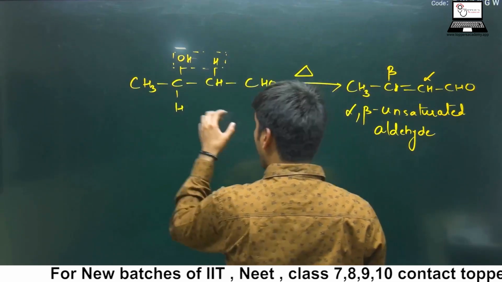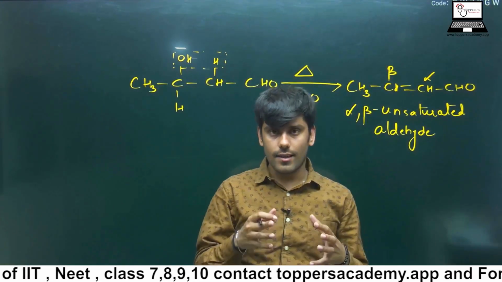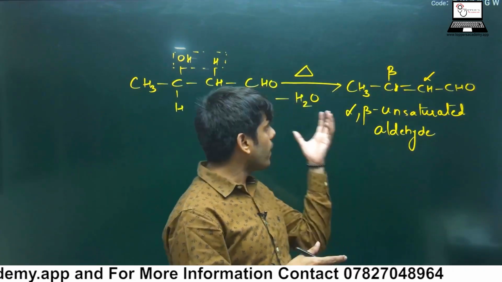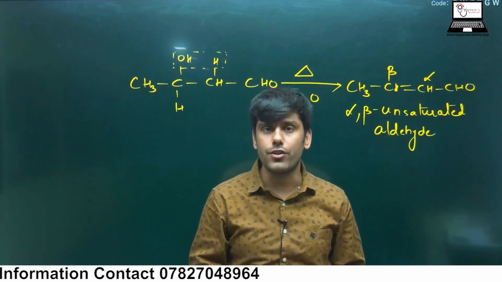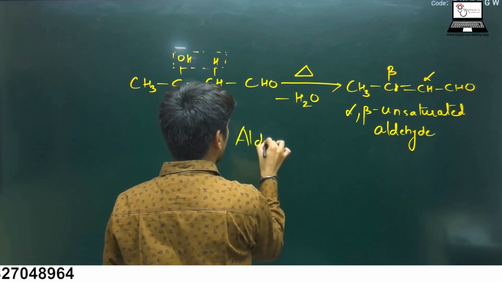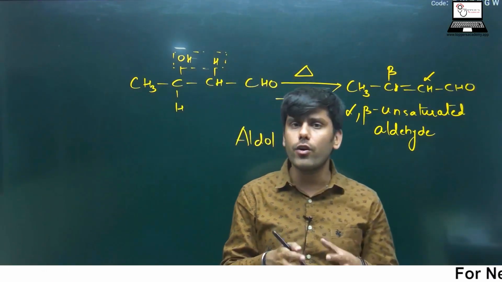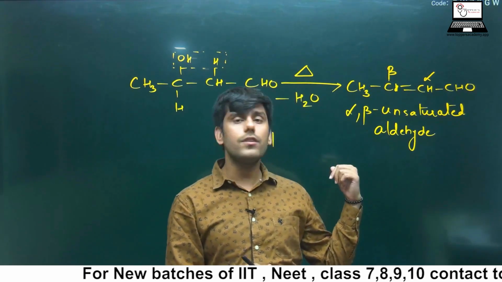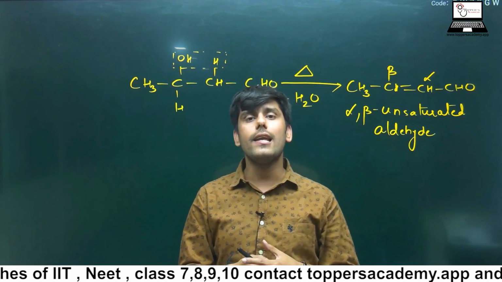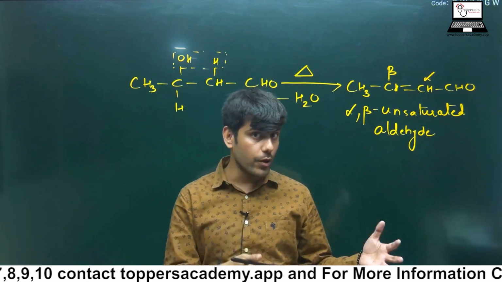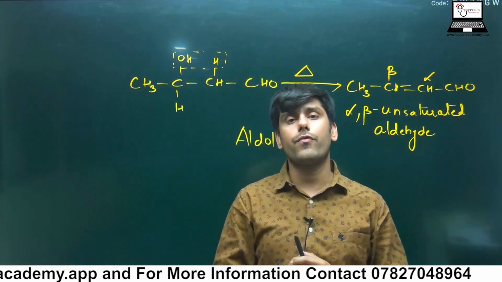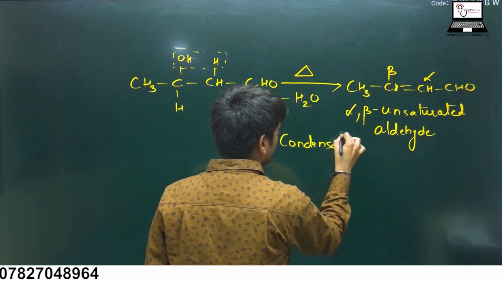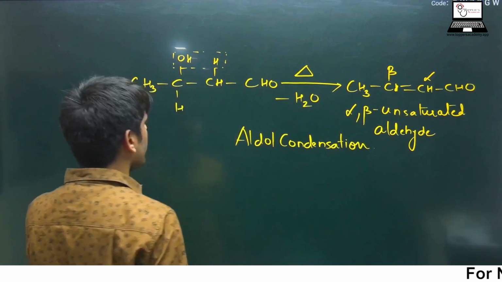And from here to here, since there is the condensation of two molecules with an elimination of a water molecule, I call this step the aldol condensation. This is your aldol condensation. So I hope you got the difference between aldol reaction and aldol condensation. Till the formation of an aldol, that is your aldol reaction. Now after the heating of that aldol, I end up getting an alpha beta unsaturated carbonyl compound. This step is the aldol condensation.